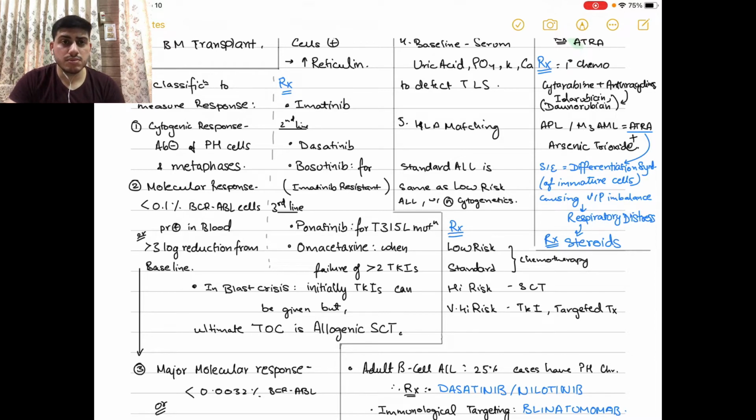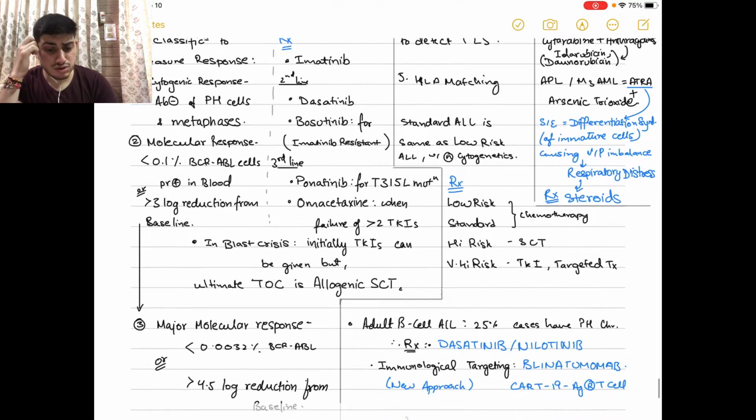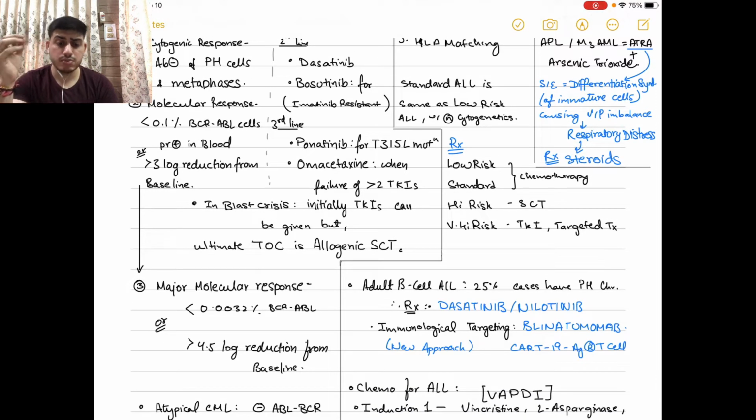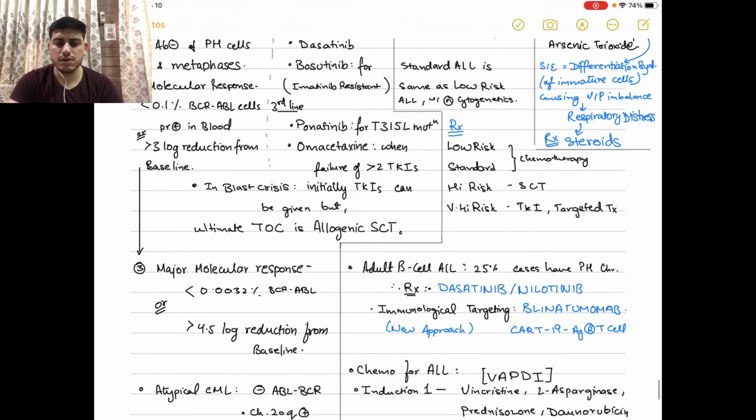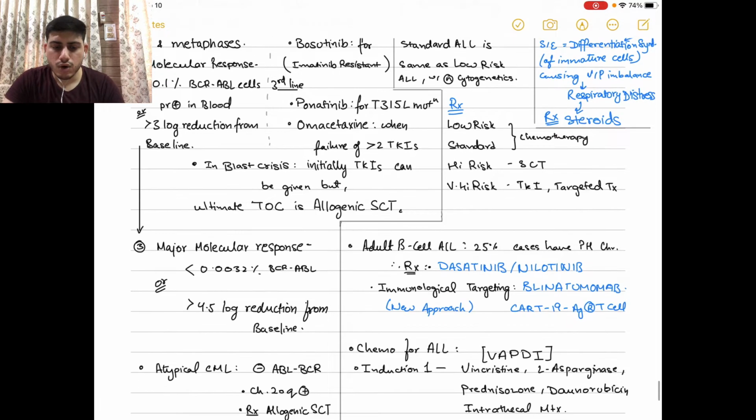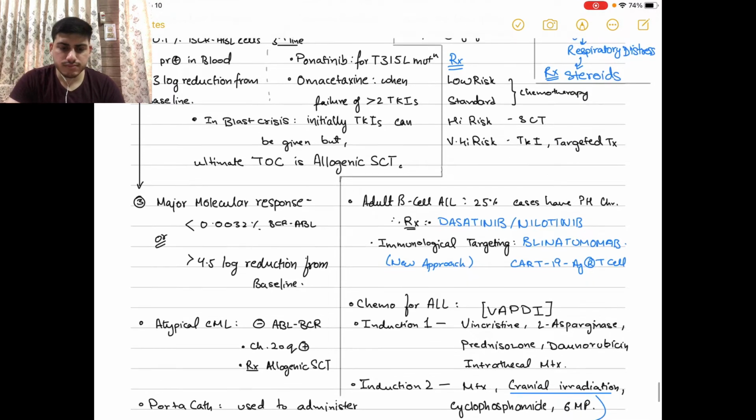If there is imatinib resistance, the cancer cells are not even responding, they are resistant to imatinib, then we will just give bosutinib. So it's like a boss of imatinib. Then third line of drug is ponatinib for T315I mutations. So there is another mutation associated with this disease, so there we will give ponatinib. Then omacetaxine, when you have already tried more than two tyrosine kinase inhibitors, but they have all failed, then we will give omacetaxine.